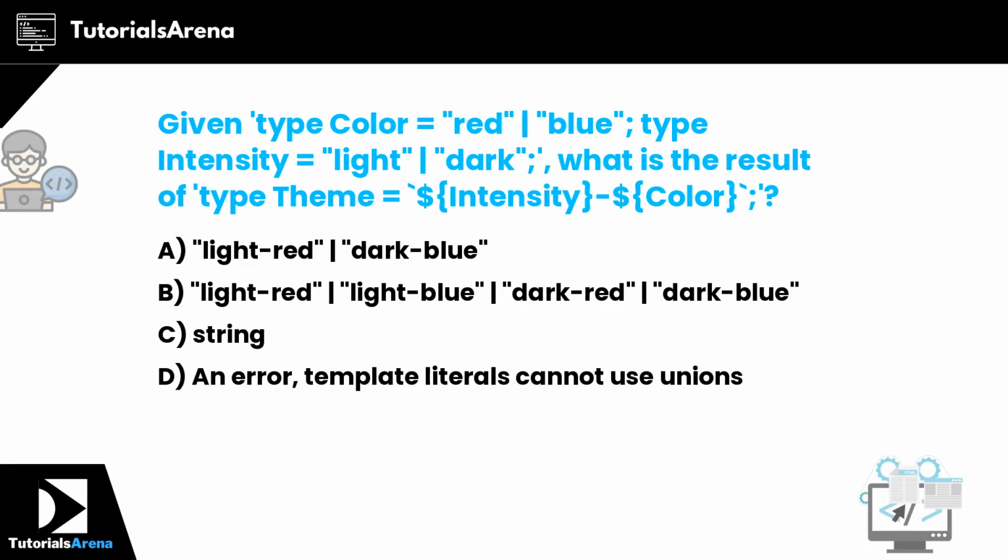Given type Color = 'red' | 'blue', type Intensity = 'light' | 'dark', what is the result of type Theme = `${Intensity} ${Color}`? The correct answer is option B, light red, light blue, dark red, dark blue.